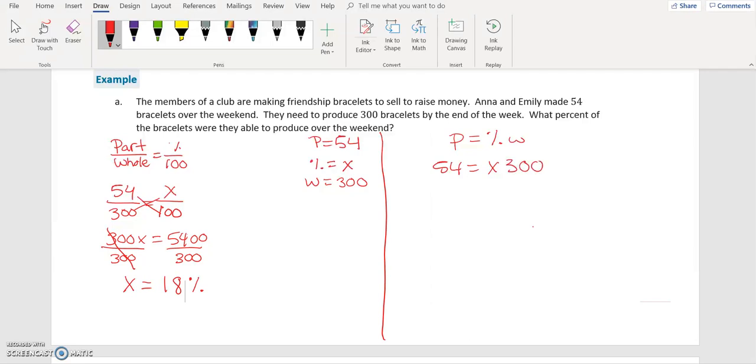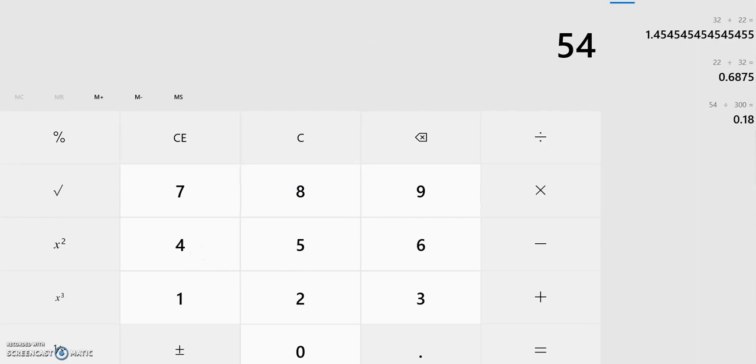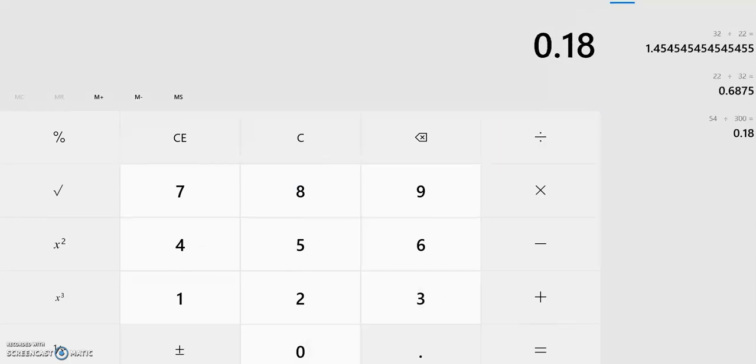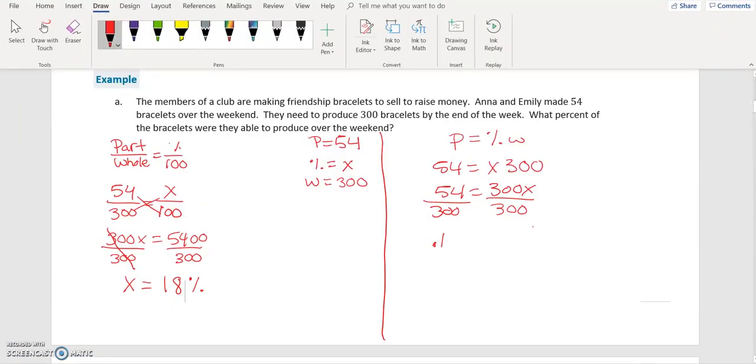And that doesn't really look right to have the number on the outside or behind the variable. So I'm just going to rewrite that. Remember, I can reorder multiplication. That's perfectly fine. And so we have 300x. So we're dividing both sides by 300. And so I'm going to take my calculator and I'm going to do 54 divided by 300, which gives me 0.18. So 0.18 is equal to x.